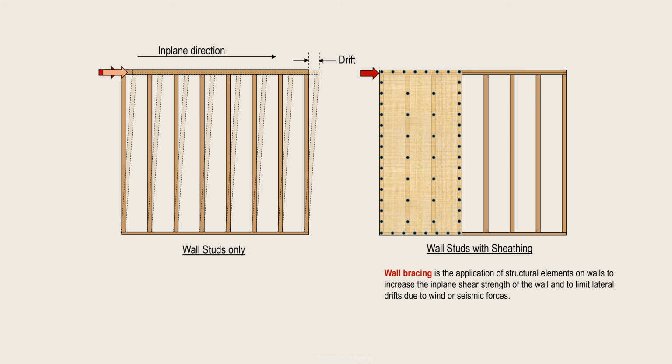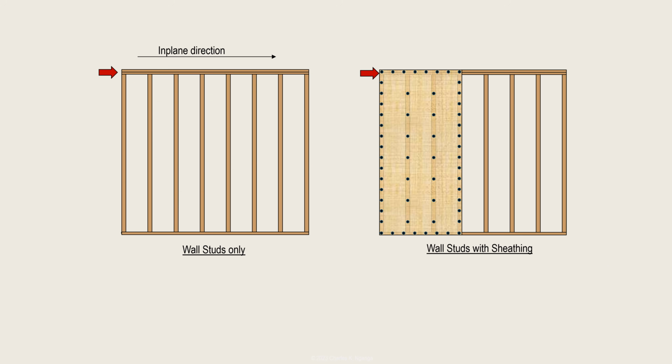Lateral drift is the lateral displacement or deflection that takes place at the top of a story relative to the displacement at the base when a structure is exposed to seismic ground motions or wind forces. Please check out our other videos discussing the structural elements that are permitted to provide bracing in residential buildings designed according to the prescriptive provisions of the code.